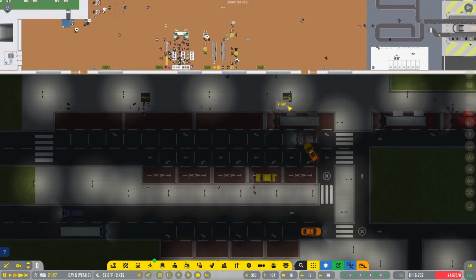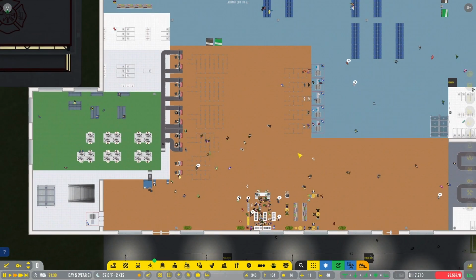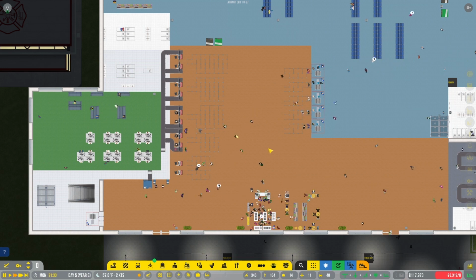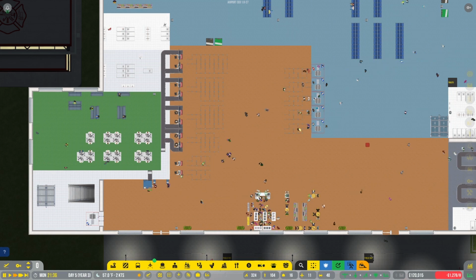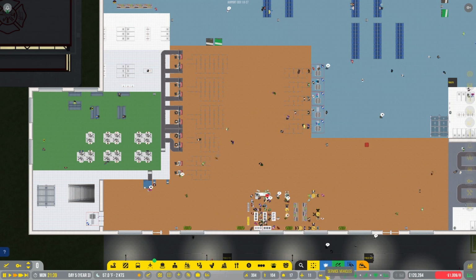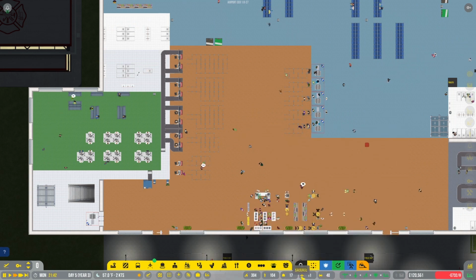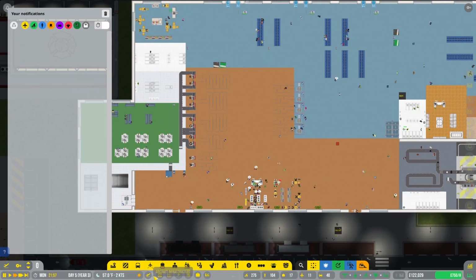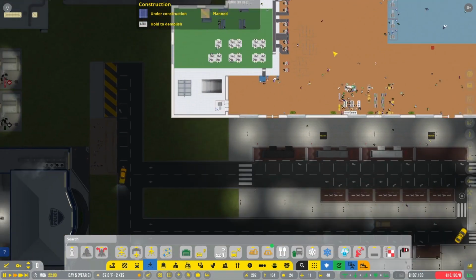Look at this, we're already at £116,000. We were less than £100,000 just a few hours ago. So I'm very happy with that. How are we doing in terms of staff? That's good. Vehicles, everything's green. And we can now place fuel tanks.